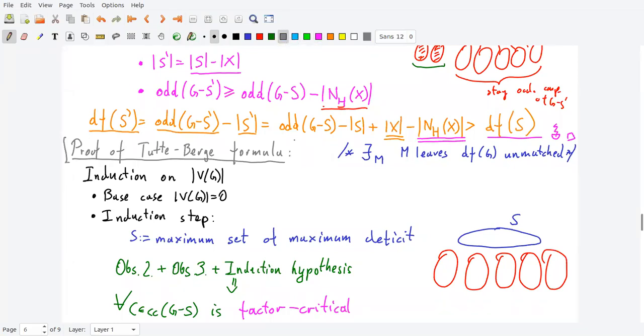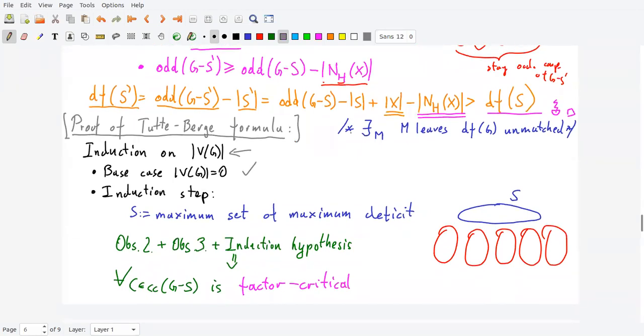So as usual in combinatorics, we'll be doing induction on the number of vertices of my graph. The base case being trivial. So now we're doing the induction step. Because we have done so much work analyzing the structure around the maximum size set of maximum deficit, let me pick this set. This is the set S, the maximum set of maximum deficit. So what do we know about this set so far? If we look at all these connected components, they are all odd.